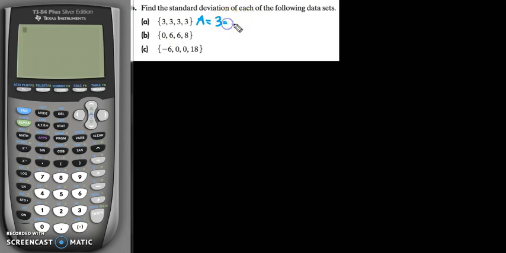Or sometimes they'll use the mean, so this notation. All they're talking about is the average, so it's just a different notation. It's mu, the Greek letter, so they use mu for mean. So the average here is 3.